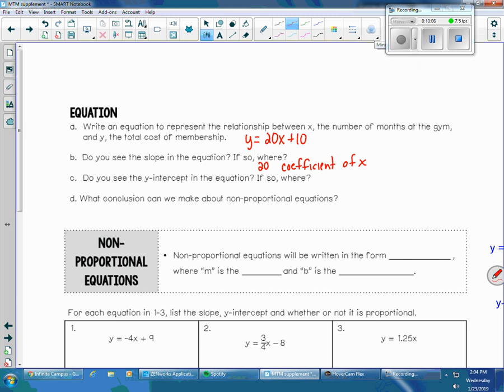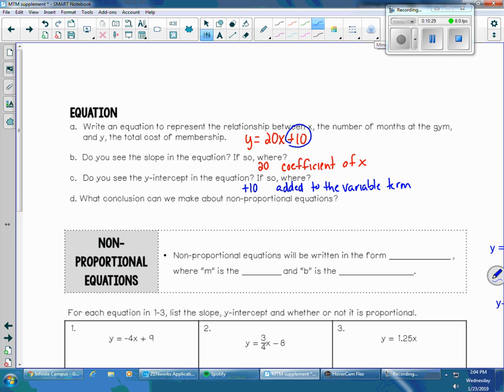Do you see the y-intercept in the equation? If so, where? It's the plus 10, and that's added, or it's sometimes subtracted. It's added to the variable term.